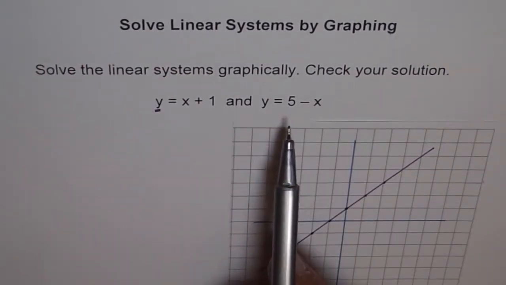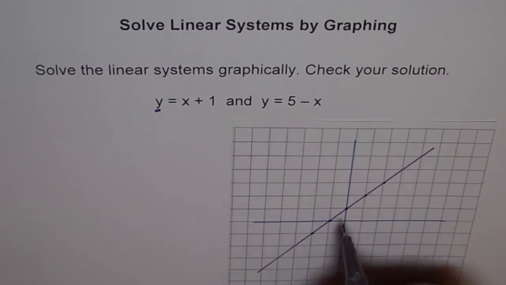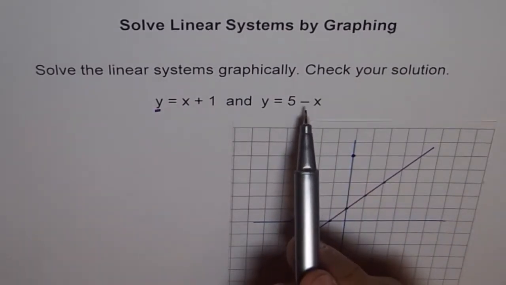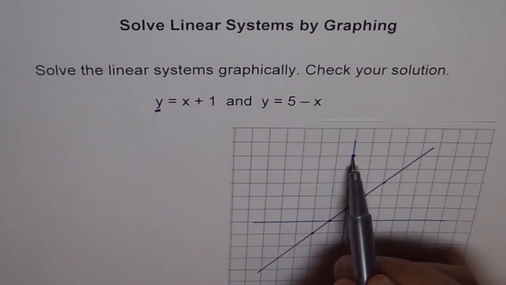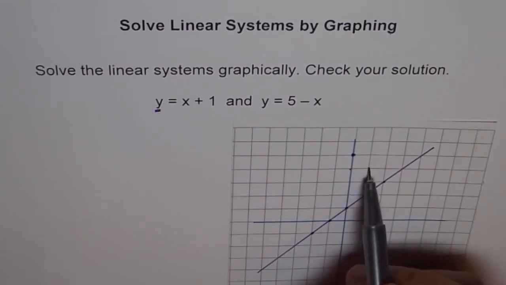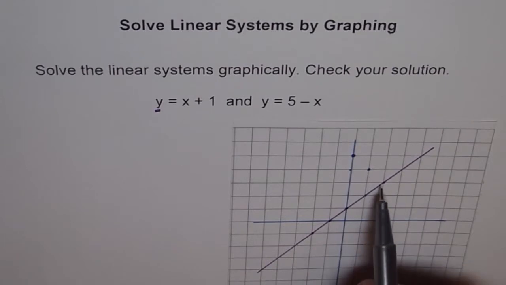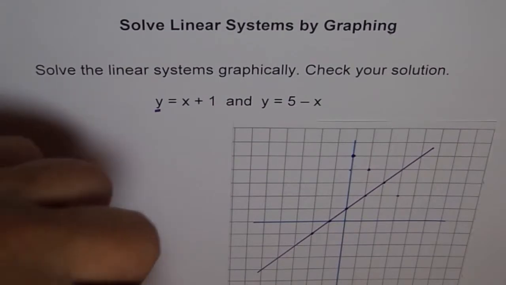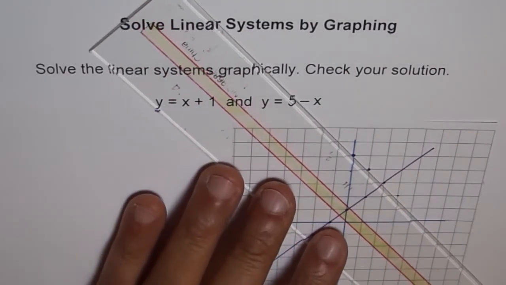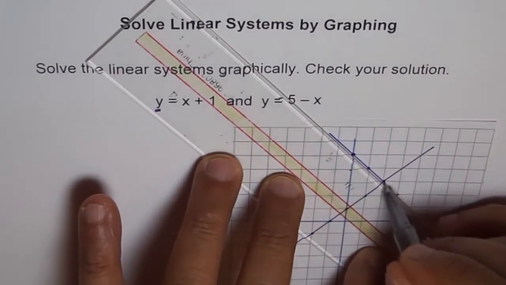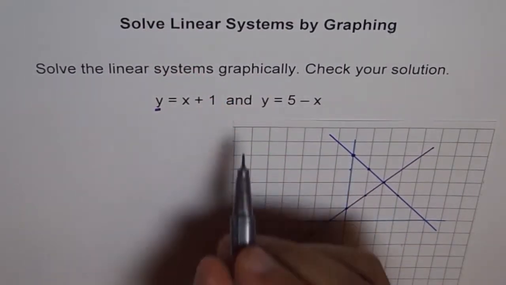Now here, what is the y-intercept? The y-intercept is 5. 1, 2, 3, 4, 5. So there we are. That's 5. And the slope is minus 1, right? Minus 1 slope means you go down. That means either you can take rise as negative or run. So we'll take rise as negative, which is going down, and run 1. So that is minus 1 slope, right? Rise over run. So we get a point along with our line here. And let's join these points. Correct? This is our line number 2.